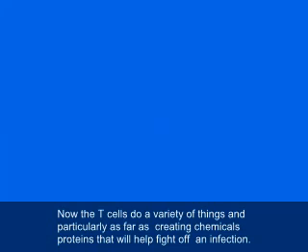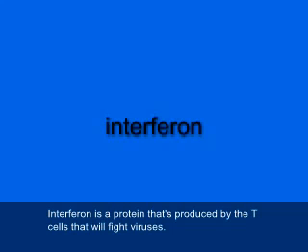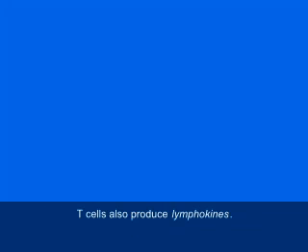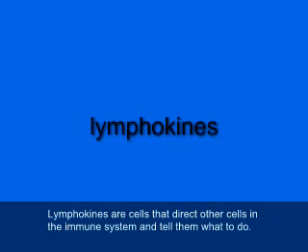Now, the T cells do a variety of things, particularly as far as creating chemicals, proteins that will help fight off an infection. For example, the T cells create interferon, which you may have heard of. Interferon is a protein that's produced by the T cells that will fight viruses. T cells also produce lymphokines. Lymphokines are cells that direct other cells in the immune system. They tell them what to do.